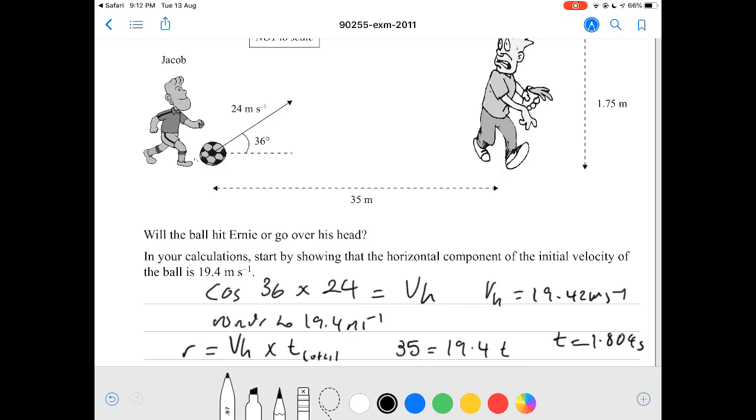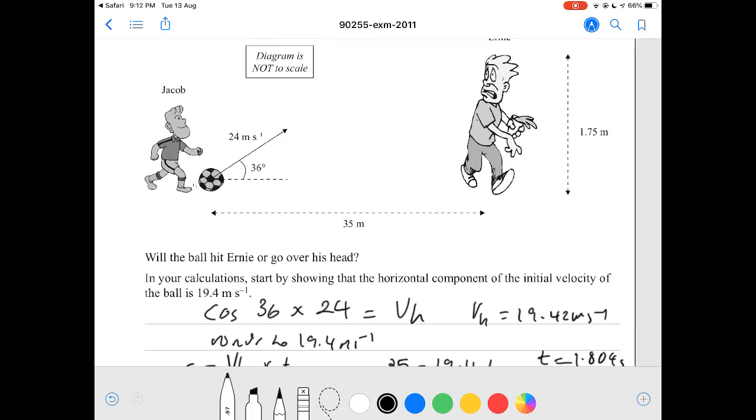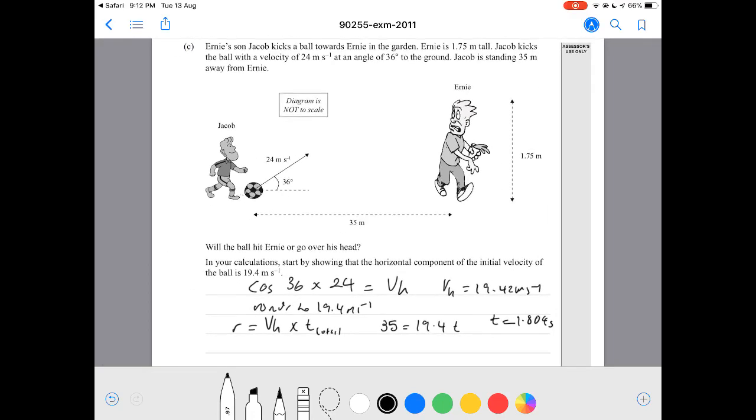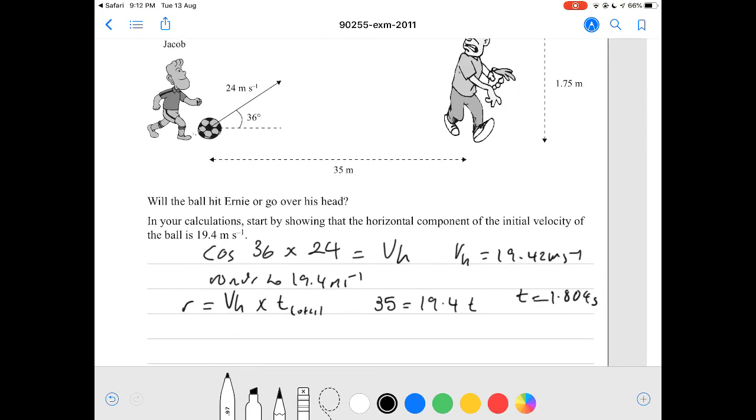1.804 seconds. So what does this tell us? 1.804 seconds after Jacob has kicked the ball, it will reach the position of where Ernie is. So what we're trying to find out is the height of the ball at that time, 1.804 seconds.